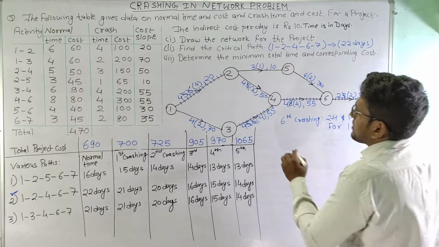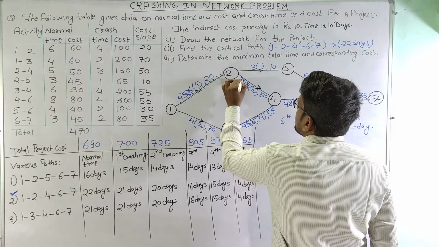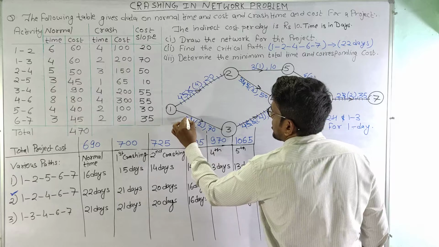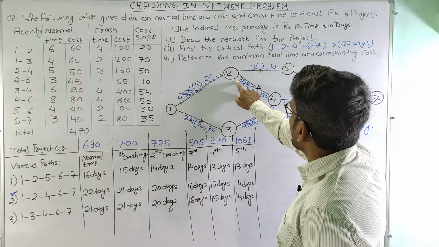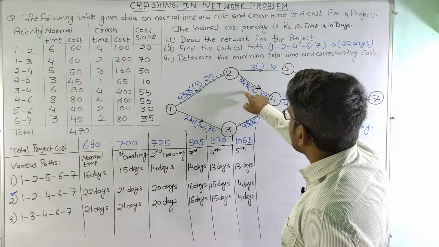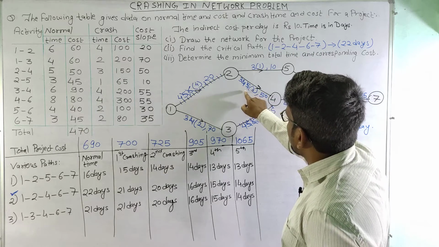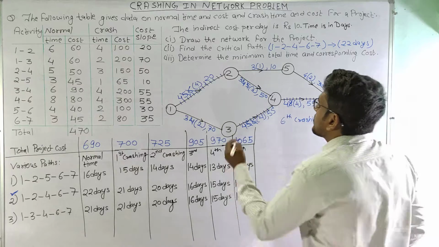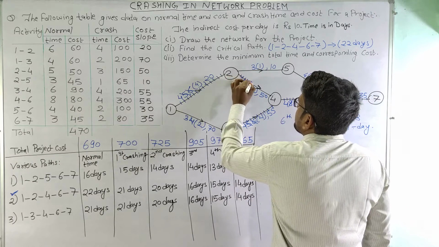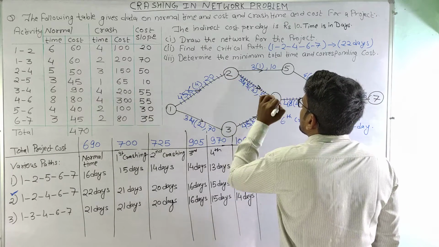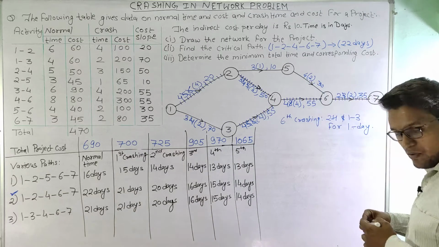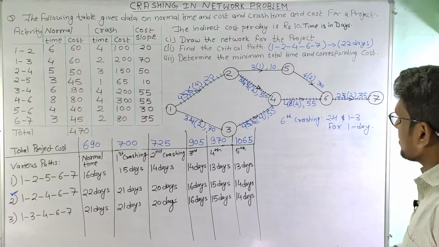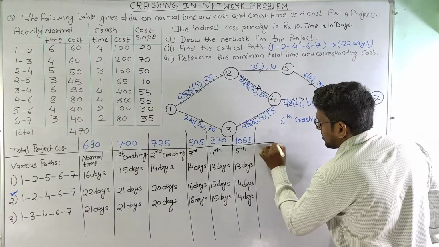Now let us crash these activities. So this will become 3 and this will also become 3. So as we can see now that no more crashing is possible for this activity because normal time and crash time has become equal. So again we will show this in this manner. That means no further crashing is possible here. Now let us calculate the time here after 6th crashing.